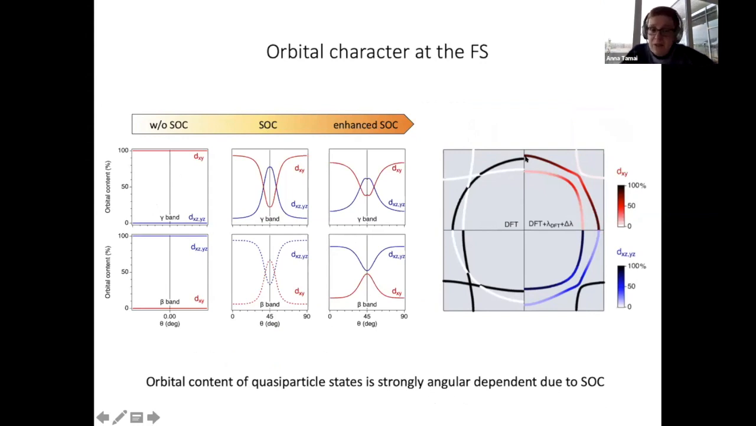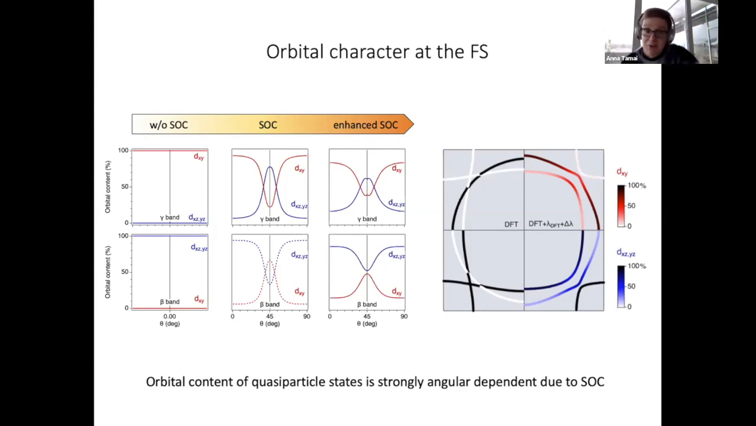And you will notice that there is no place at the Fermi surface where the bands have pure orbital character, which means that you have finite orbital angular momentum everywhere on the Fermi surface. I stress this because I think it's important, if you want to understand the superconductivity, the symmetry of the order parameter, to consider this strong mixing at the Fermi surface.